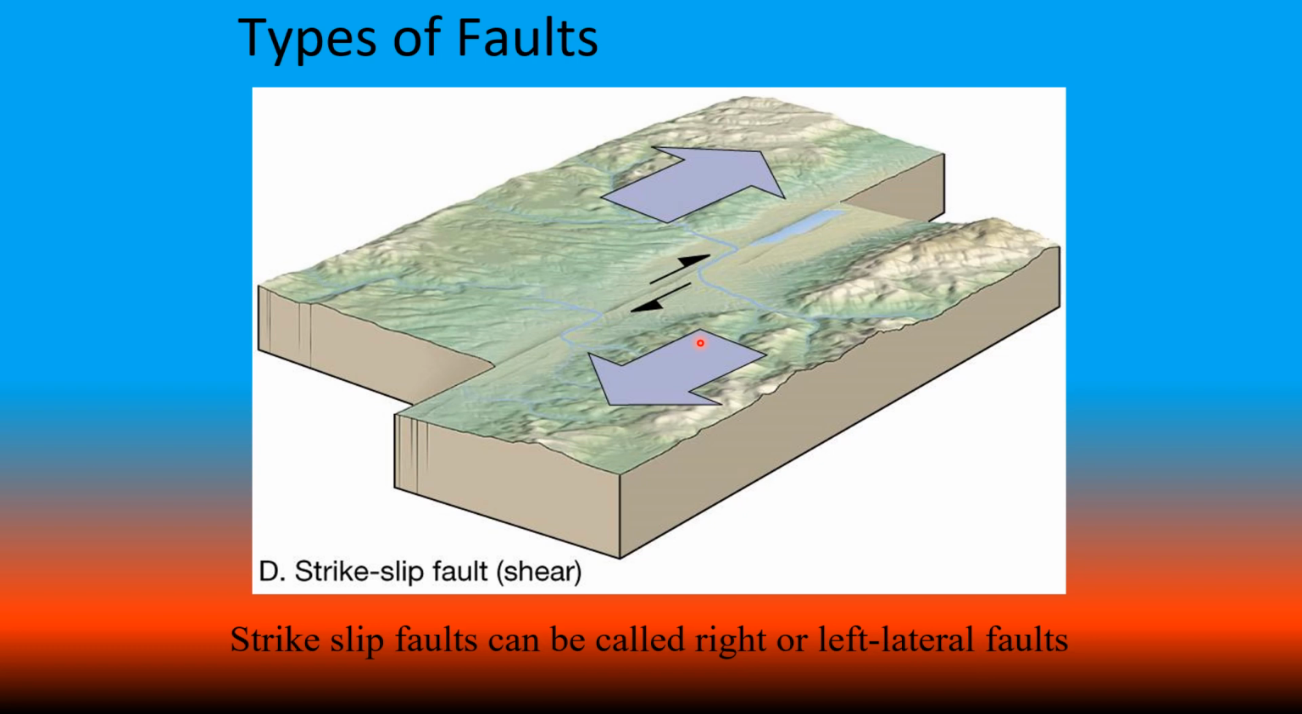And I want you to notice and try to visualize here, if I'm standing on this plate and I'm looking over there, this plate's moving to the right. So this is a right lateral fault. Now, use your imagination, spin yourself around over to here and imagine I'm standing up here and I'm looking down at this plate. It's still the opposite plate. If I were standing over here, it is moving to the right as well. Okay. So no matter what side you're on, the other plate is moving to the right of you. And that's why we call this a right lateral fault. And then if this was flipped, we'd call it a left lateral fault.